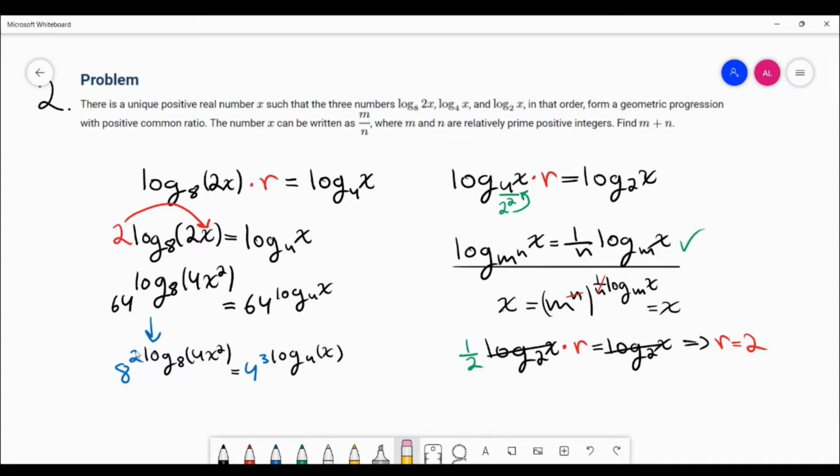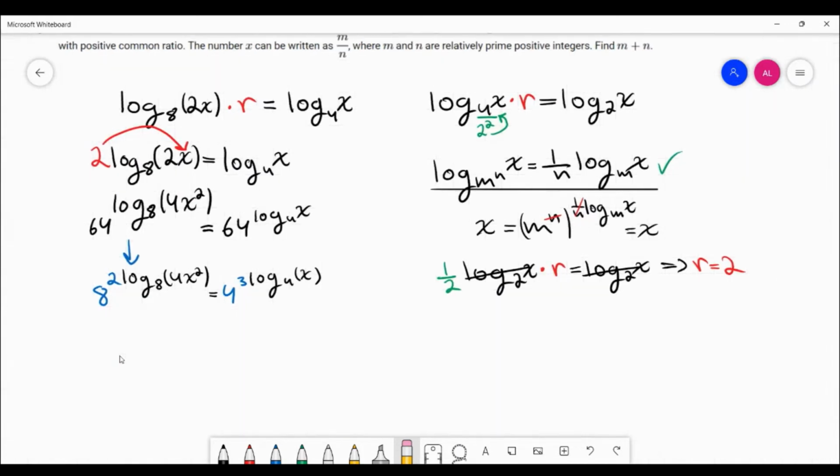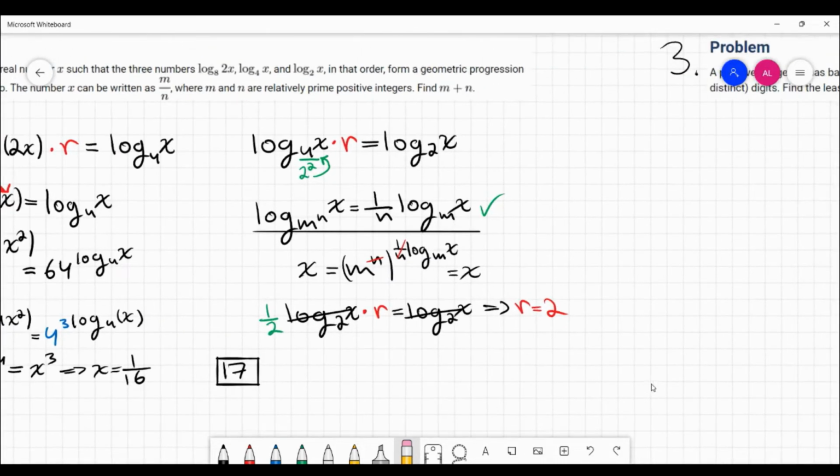And then this 2 can be pulled inside again. So we have 8 to the power of log base 8 of 16x to the 4th. And by the definition of the logarithm, that is just 16x to the 4th. Similarly, we can pull this 3 into the logarithm, and we have 4 to the log base 4 of x cubed, which is, by definition of the logarithm, x cubed. So now x is positive, so we can cancel out the x cubed, and we get that x is equal to 1/16. The sum of the numerator and denominator is 17.